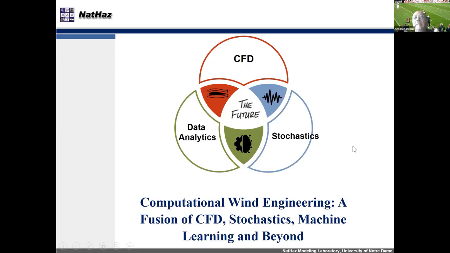Again, one bridge is not going to be good enough for all types of buildings and structures. Of course, we have to classify certain regions and certain types of structures for which it would do well. So I think this particular diagram is the future of computational methods in wind engineering.